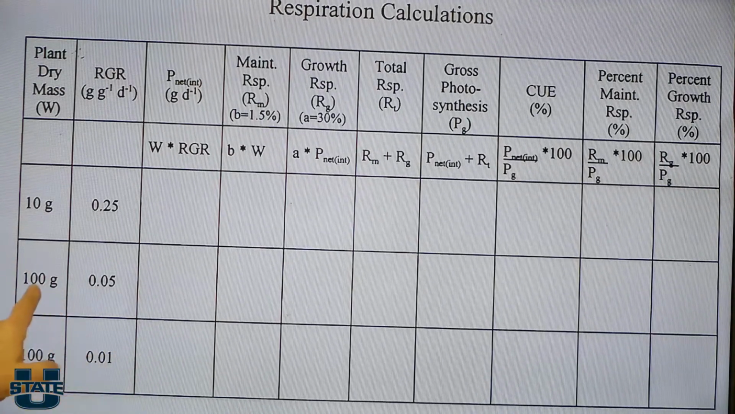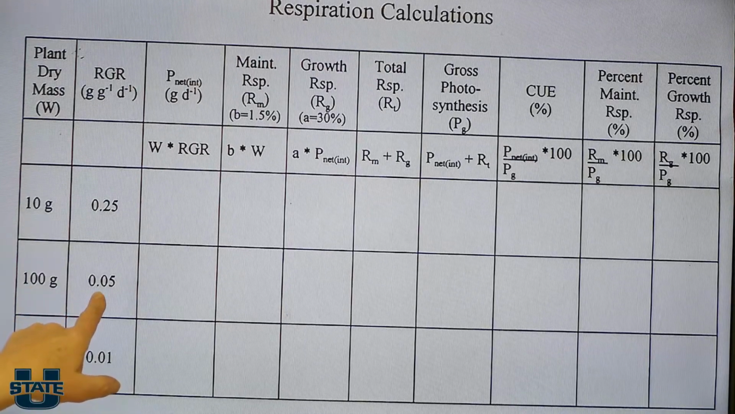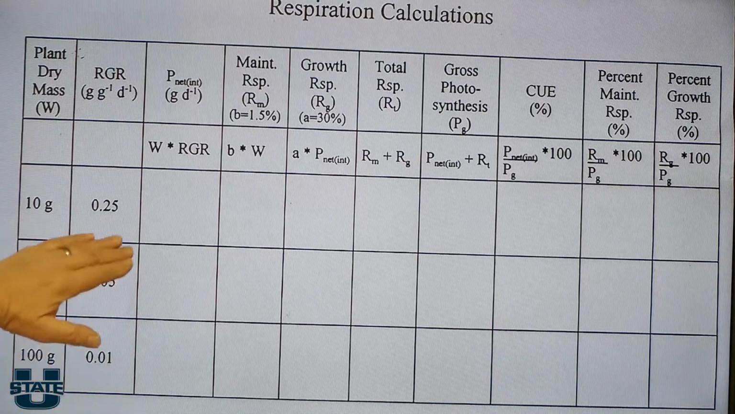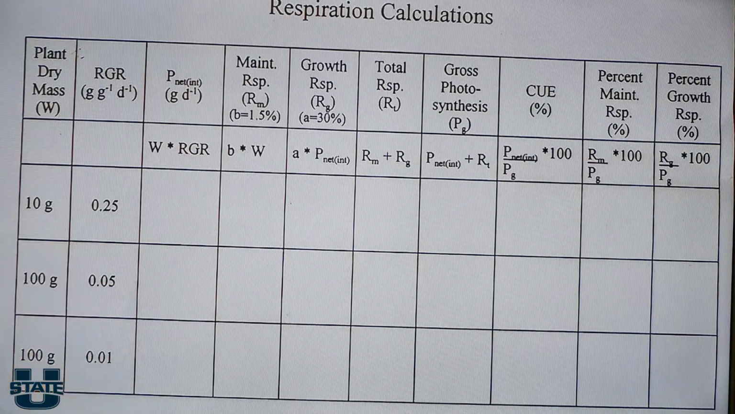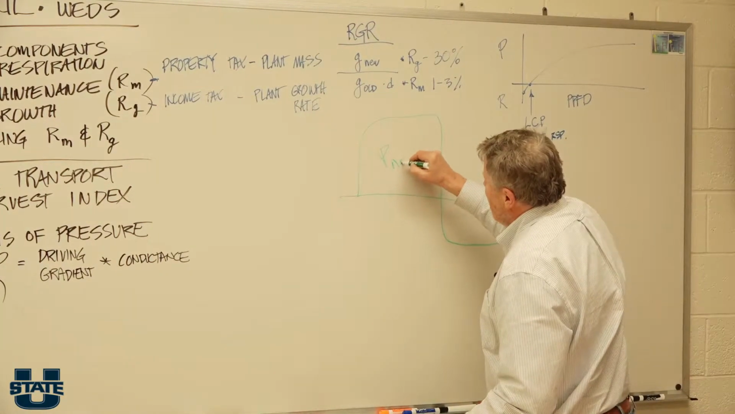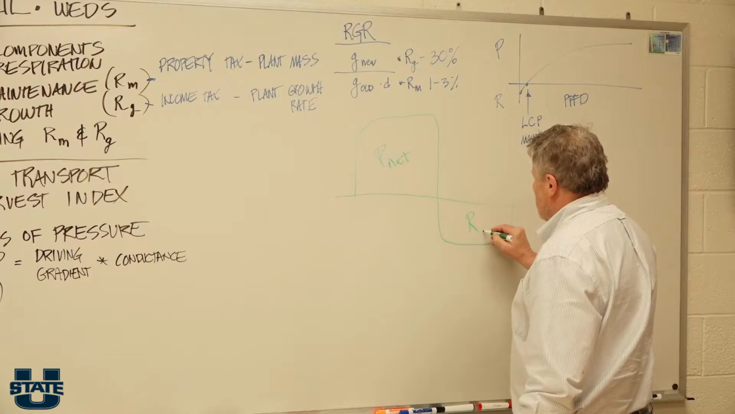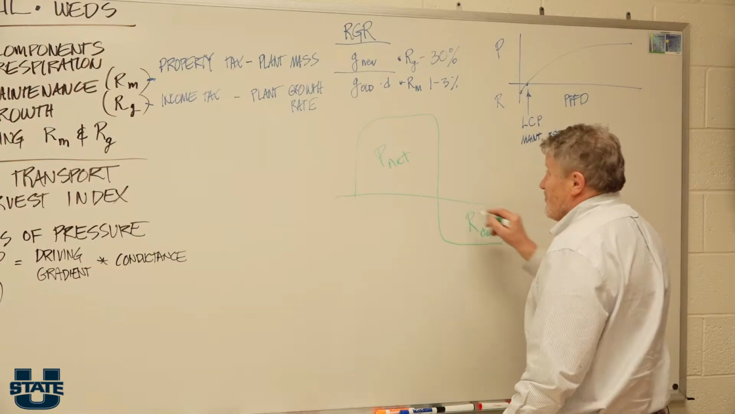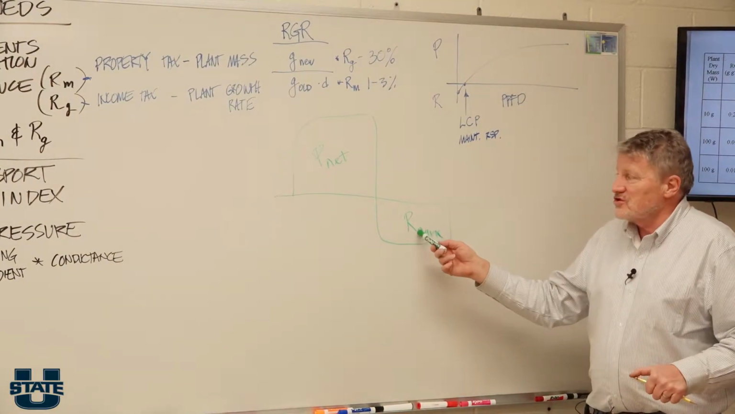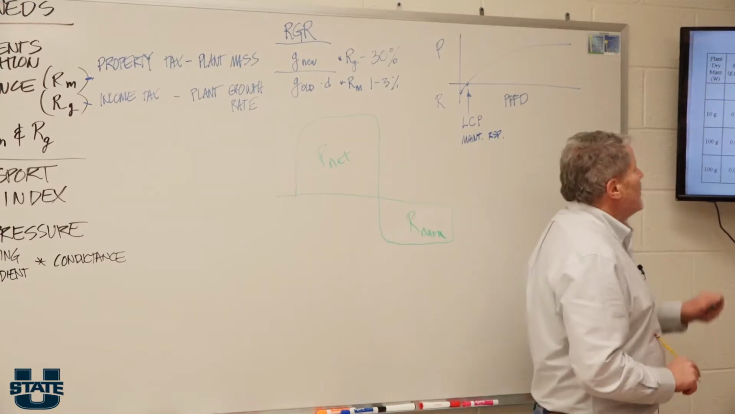The next category would be a medium-aged plant, growing much slower. And the final one would be like a tree, something that's really, really growing slow. But let's just work the first one. So let me put over here, this is P net, and this is respiration dark. Now this doesn't give us any indication of growth and maintenance. It just gives us the total respiration.